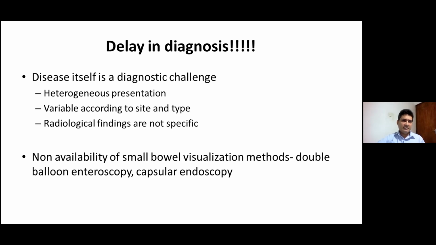The first thing is the disease itself is a diagnostic challenge. Depending on the site and the type of the tumor, the presentation is heterogeneous. And radiological findings are also not specific. As I already mentioned, even Crohn's disease can radiologically appear in the same way. And also, at peripheral hospitals, most of the time, we do not have facilities to do small bowel visualization. We don't have small bowel capsule endoscopy or double balloon endoscopy. Those methods are not available at our peripheral hospitals. So that is a disadvantage.